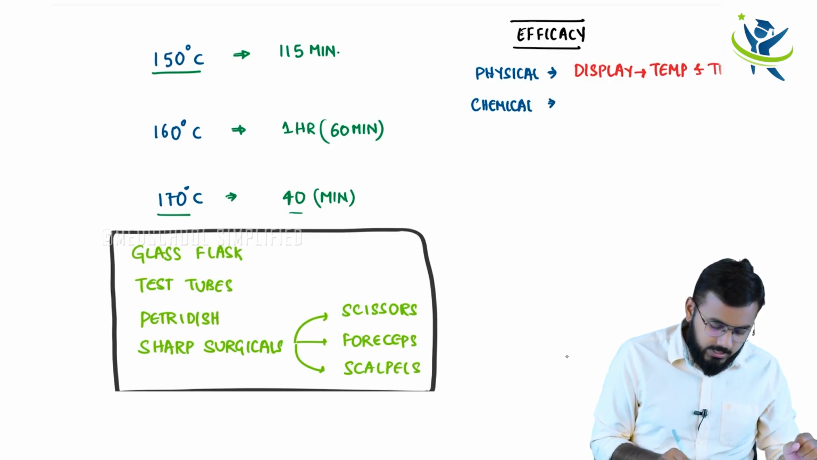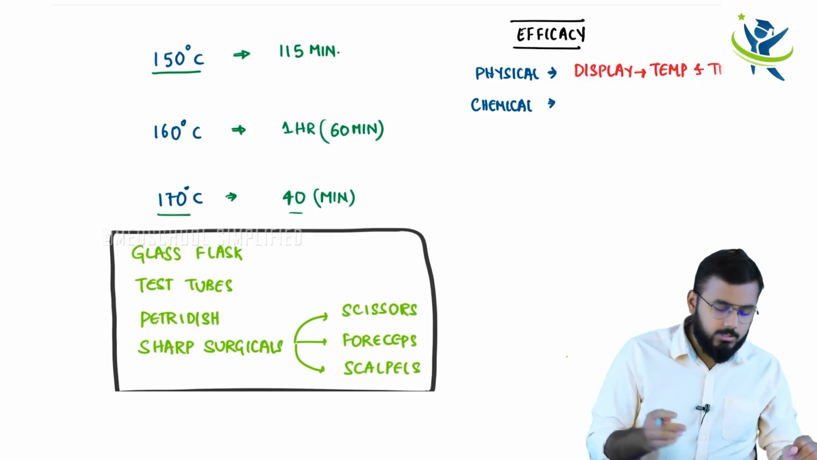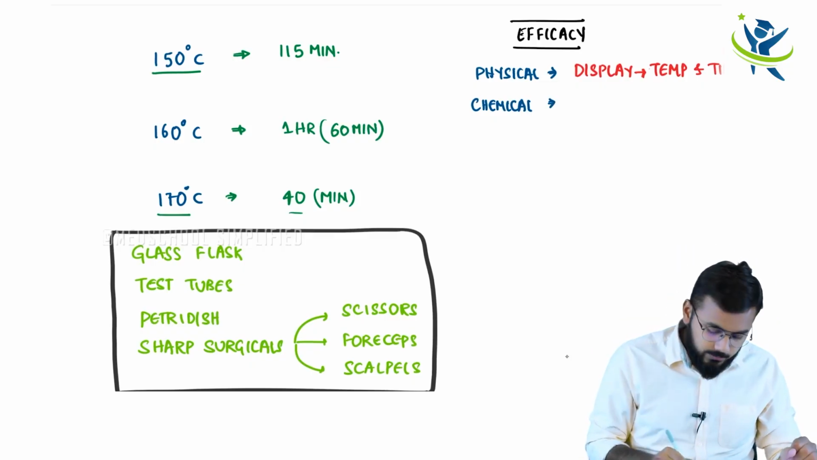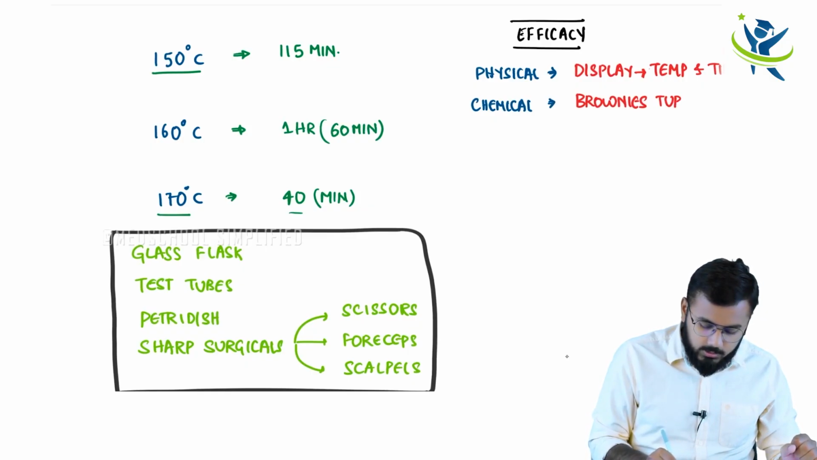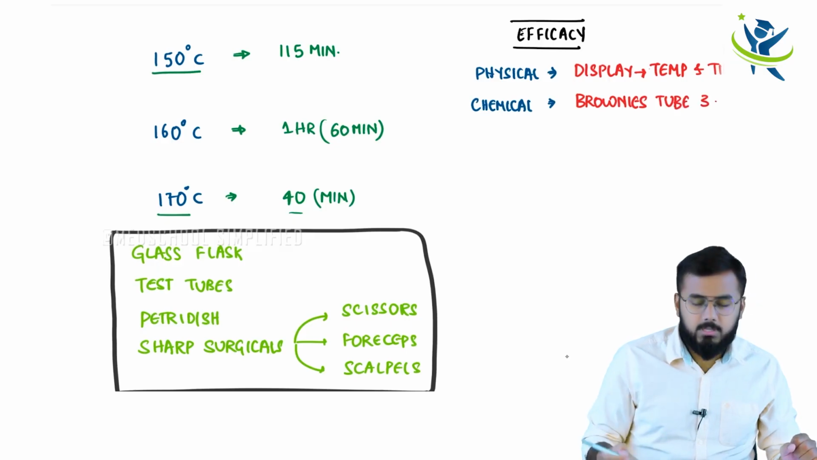Chemical method of checking the efficacy is you basically use a special tube called Brownies tube. This is also called Brownies tube number 3.